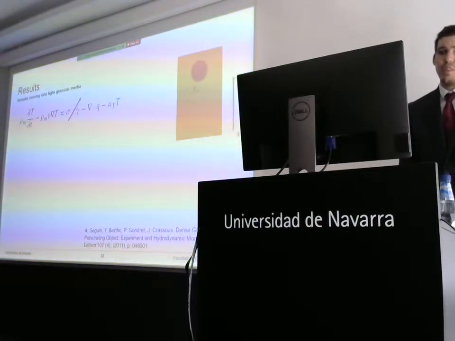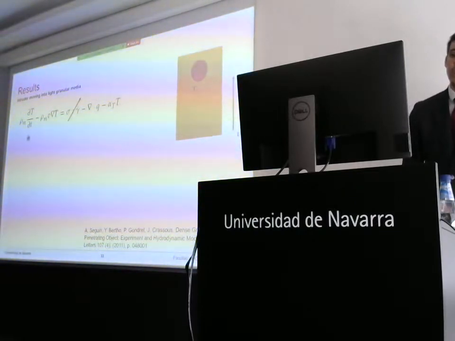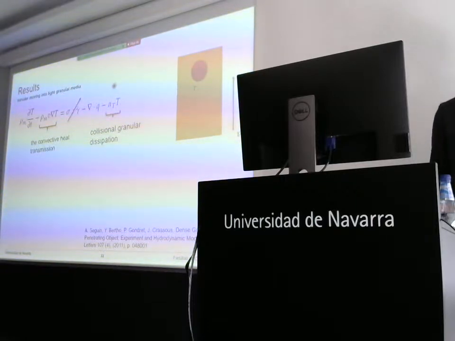So here we have the evolution of the temperature, and here we can neglect this term because the velocity gradient tensor, as we have shown in the manuscript, is negligible. So we can identify here the convective heat transmission, and here we can identify the collisional granular dissipation term.